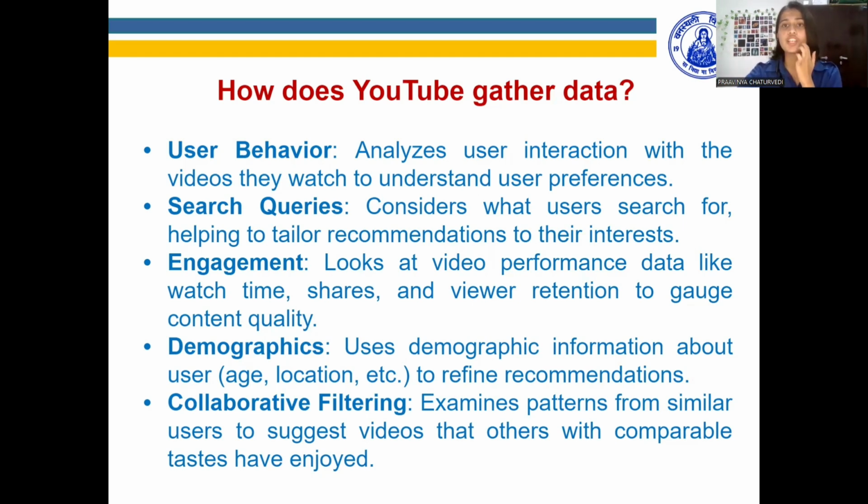Next is engagement. So the YouTube algorithm looks at the video performance data like watch time, shares, likes, comments, etc. to gauge the content quality. That is, the more the engagement, the more would be the recommendation along with that video.